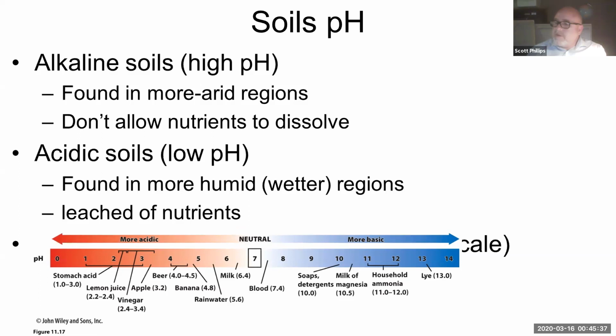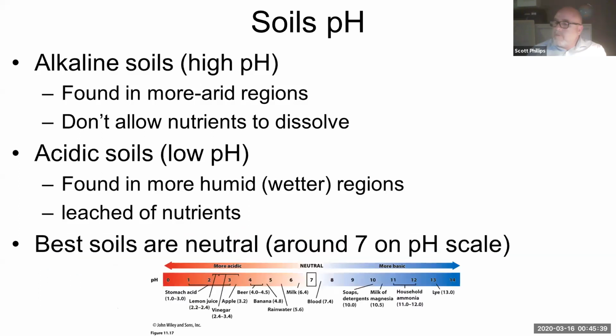Acidic soils are more acidic, and the best soils are neutral, around 7. If they're too acidic, they leach out nutrients, and if they're too alkaline, they don't allow the nutrients to dissolve. So soil that has a neutral pH is better for productivity.